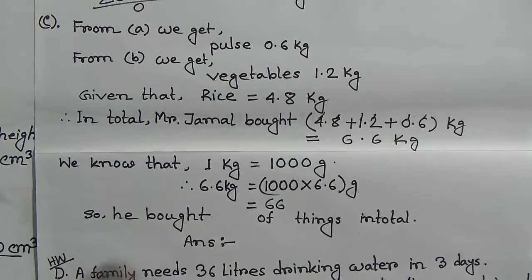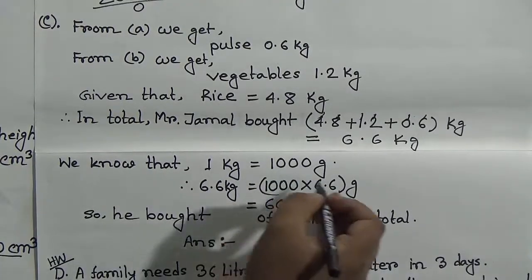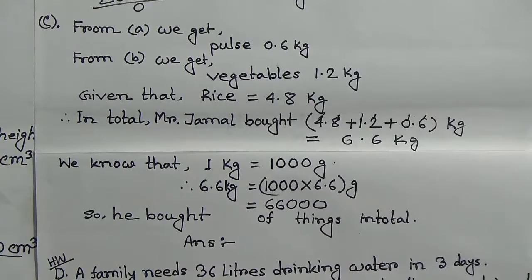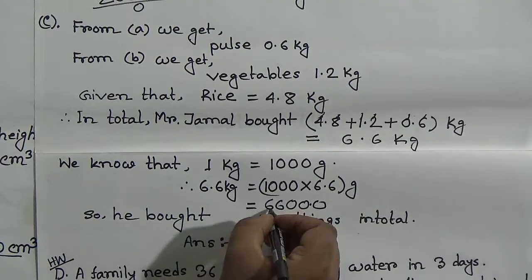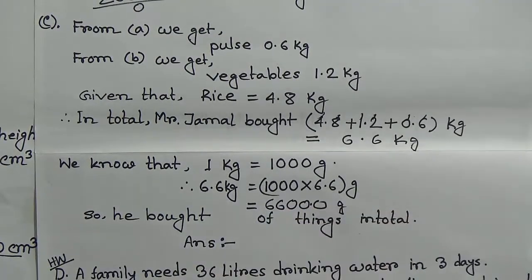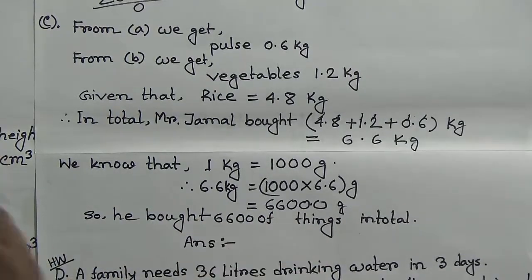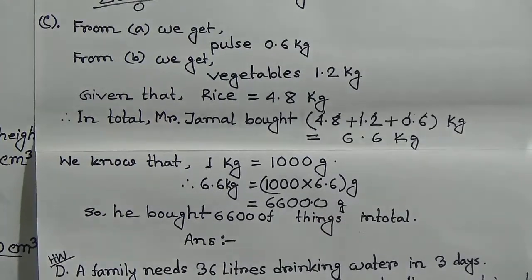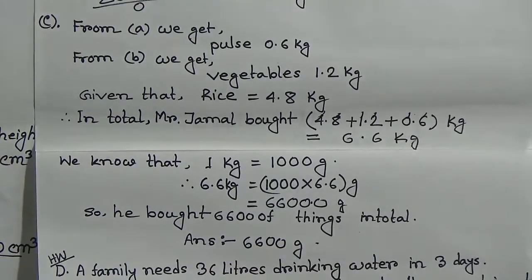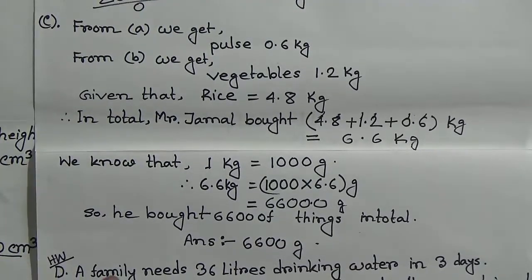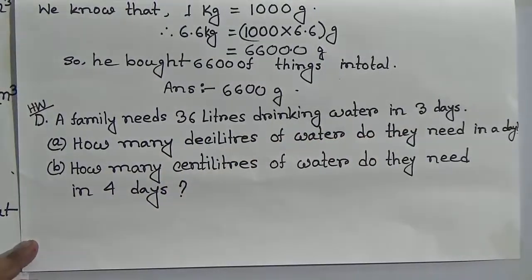Now how many zeros are there? There are 3 zeros. Now we write here 000. We notice after point there is 1 digit. For these reasons we give the point here. So 6600 gram. So he bought 6600 of things in total and the answer is 6600 gram. Our third question is, a family needs 36 liters drinking water in 3 days.